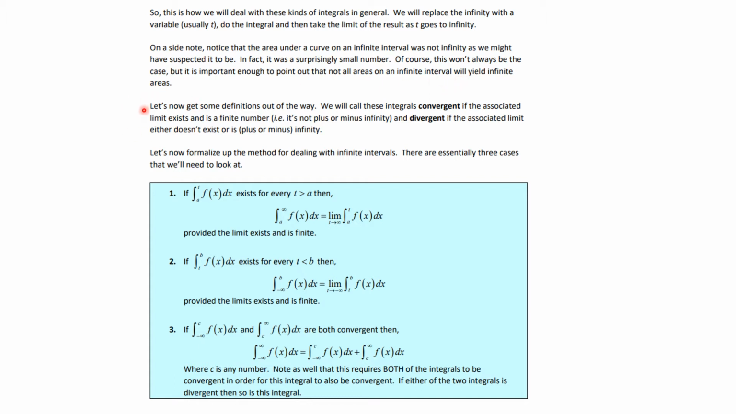So let's get some terminology out of the way. Please understand these because I'm going to ask these when I ask questions. We'll call an integral convergent if the associated limit exists and is a finite number. So we don't get plus or minus infinity, but there are two things that make it convergent: the limit exists and it is a finite number, and it's not plus or minus infinity. If it's not convergent, it is divergent. That means either the limit doesn't exist or it is plus or minus infinity.